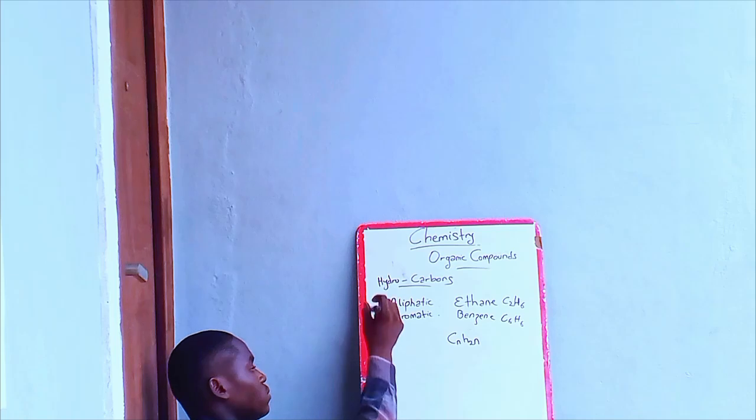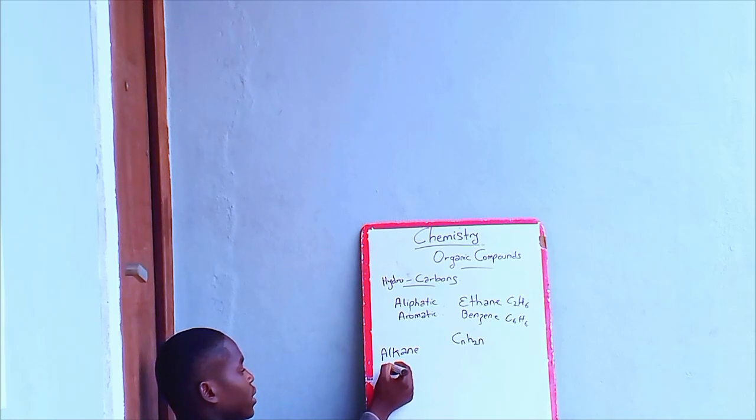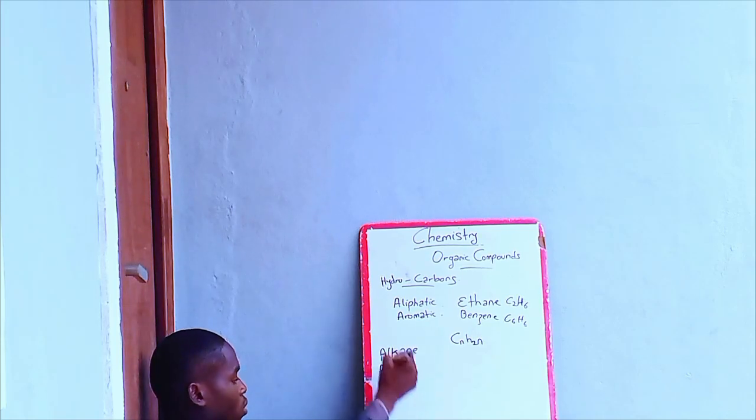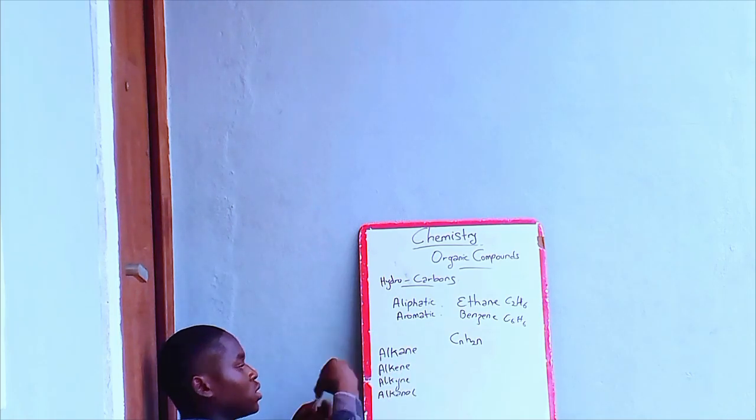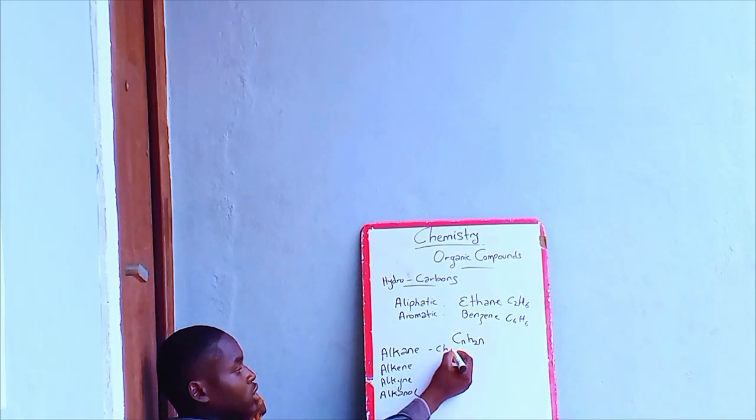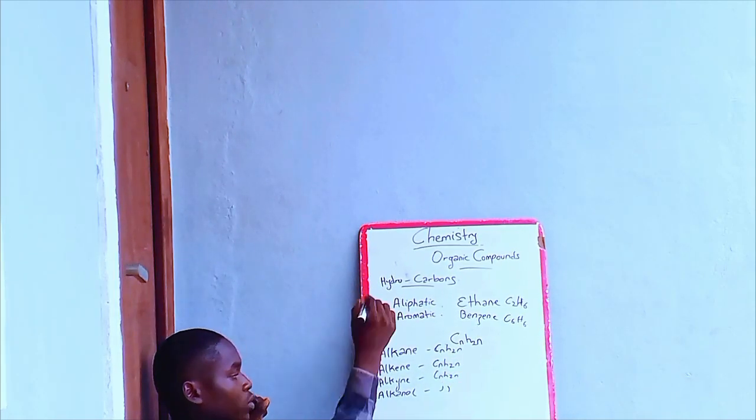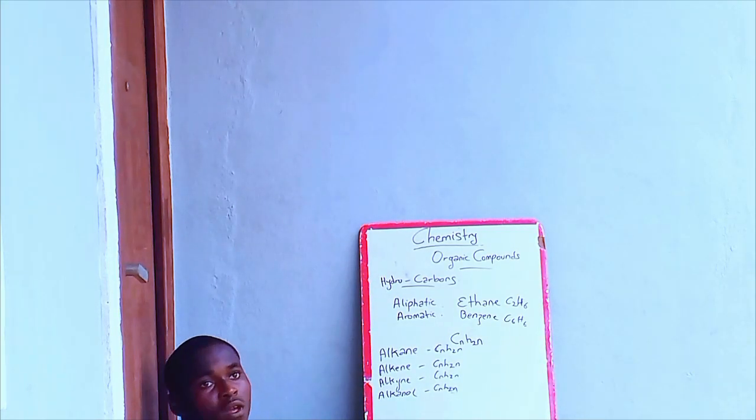Now we have the alkane being the first family, alkene being the second family, alkyne being the third family, alkanol being the fourth family. You get. Each of these has a general molecular formula of CnH2n.